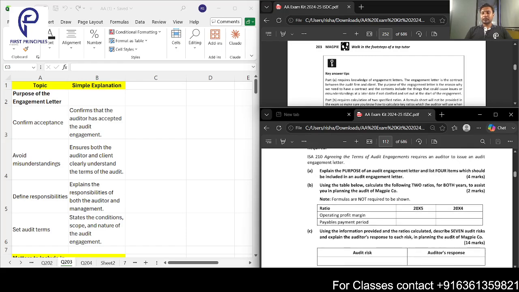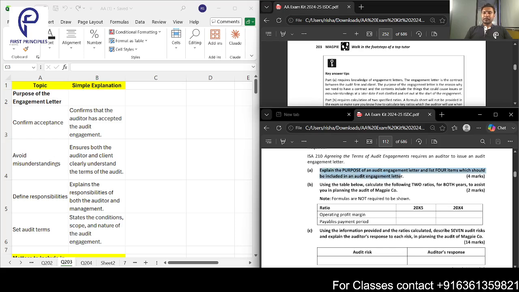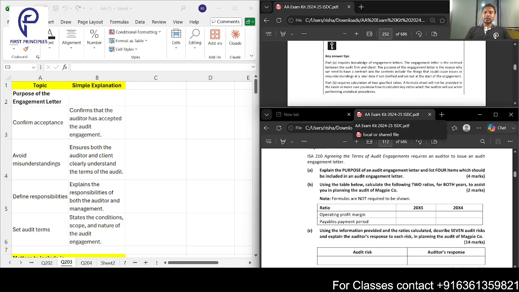what is being tested. So first, I'll open the requirement here. Explain the purpose of the engagement letter and list any four items that should be part of the audit engagement letter. Okay, so we are going to learn the purpose of the audit engagement letter and any four items that would be included in the engagement letter. This is what we have to solve in this particular part of the question. So let's look into this.